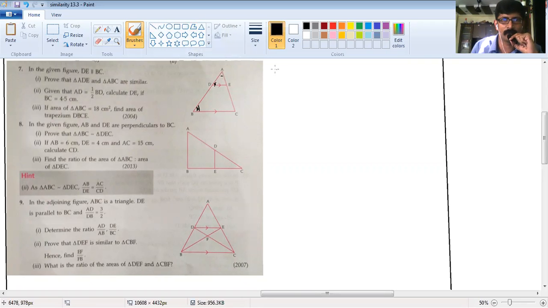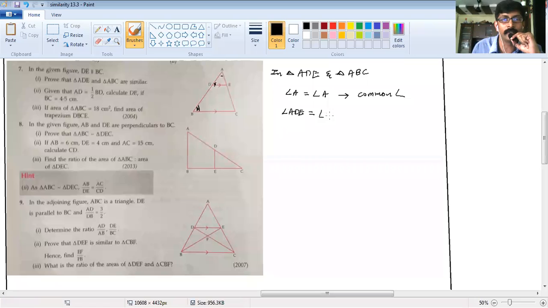So I'm just writing in triangle ADE. Whatever I said, I'll just put it in words. In triangle ADE and triangle ABC, what is there in these two triangles? 1. Angle A is equal to angle A. Why? Common angle. 2. Angle ADE is equal to angle ABC. Why? Because corresponding angle.